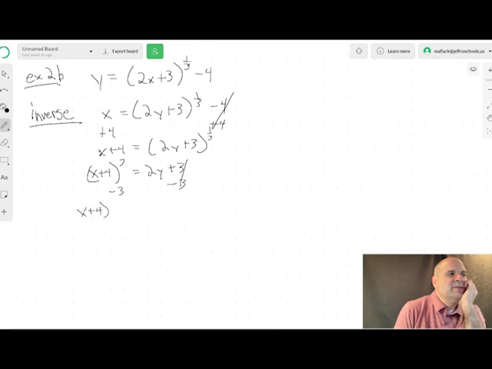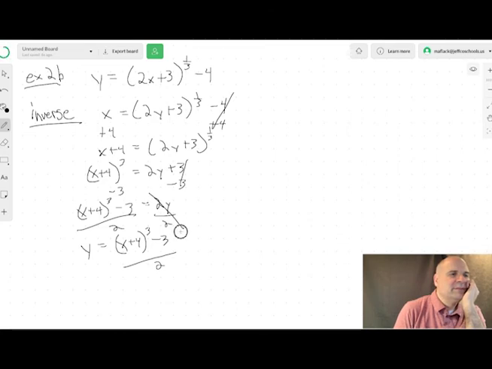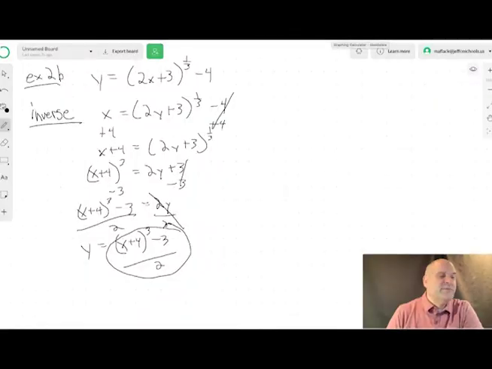x plus 4 cubed minus 3 equals 2y. And then get rid of that 2 by dividing both sides by 2. So y equals x plus 4 cubed minus 3 all over 2. All right. I don't know why I circled it. I like circling answers. Okay, so let's graph that.